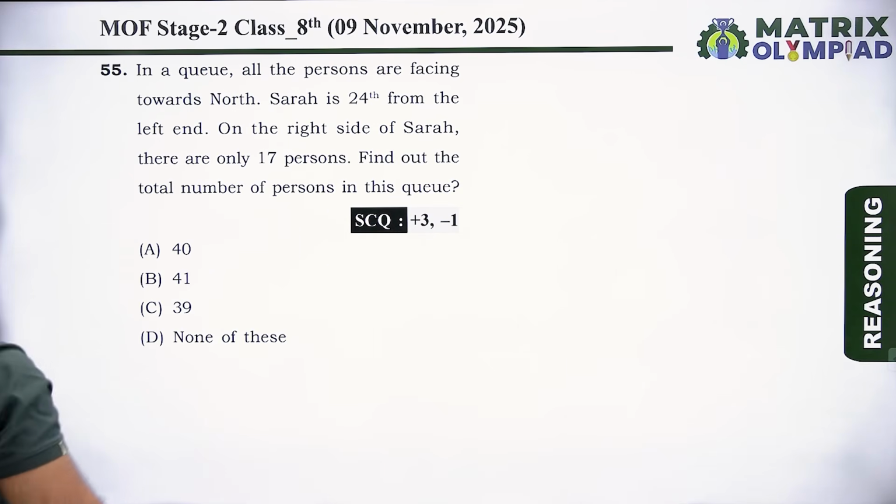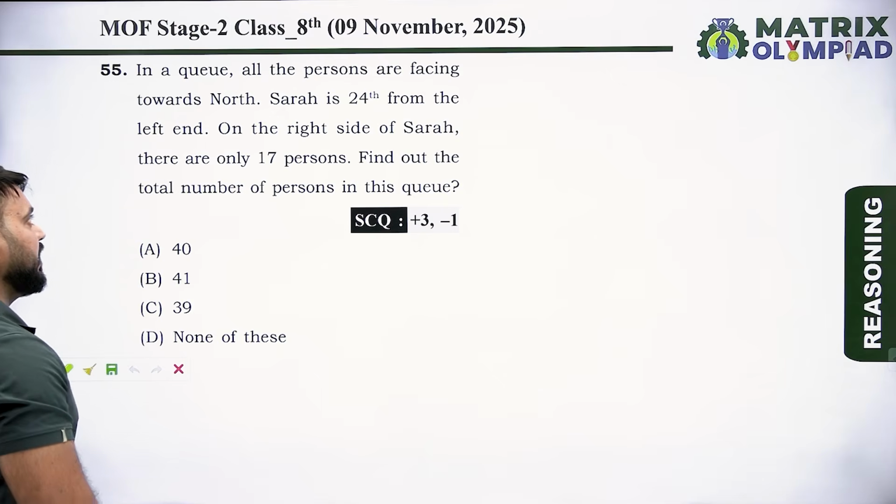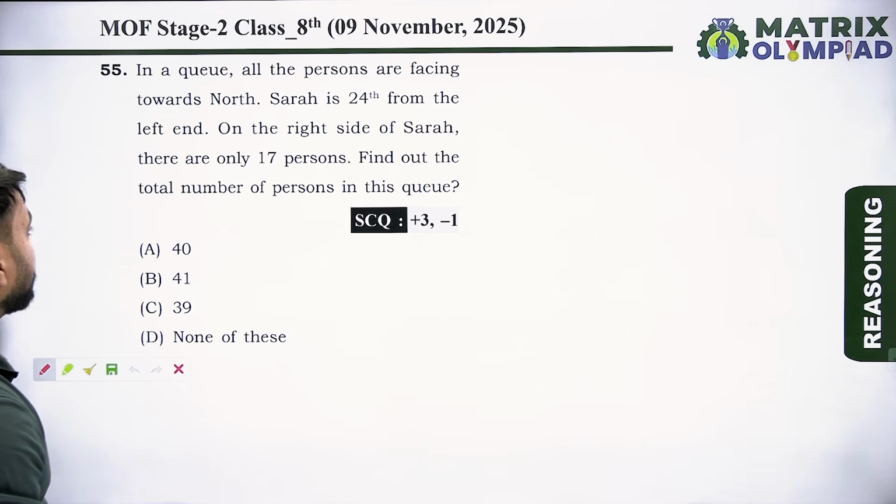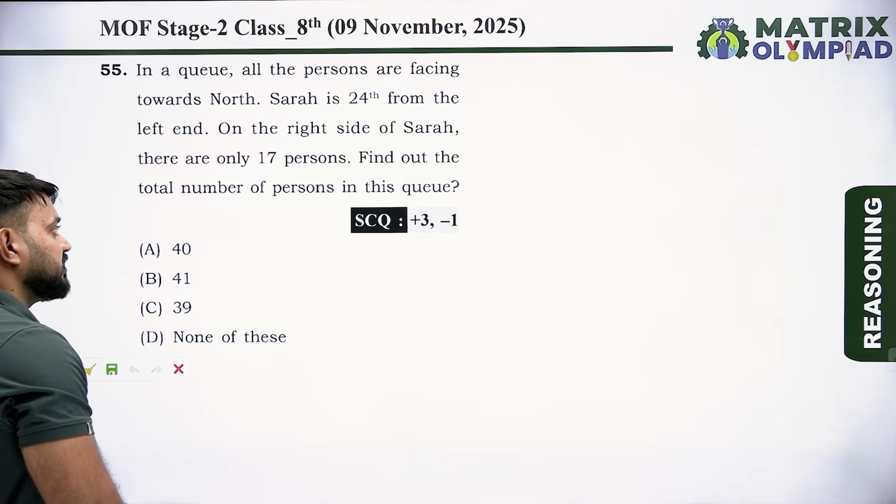So now next question is question number 55. In a queue, all the persons are facing towards north. Sarah is 24th from the left, and on the right side of Sarah there are only 17 persons. Find out the total number of persons in this queue.